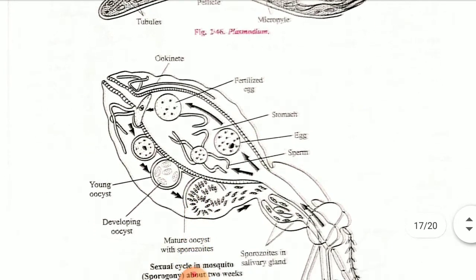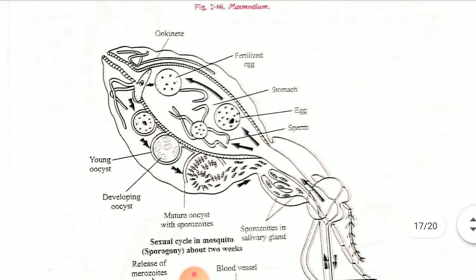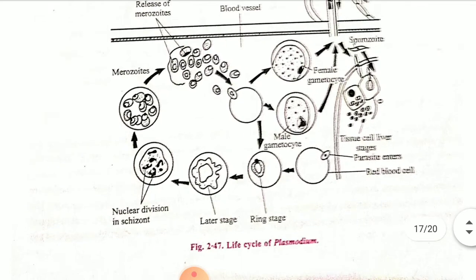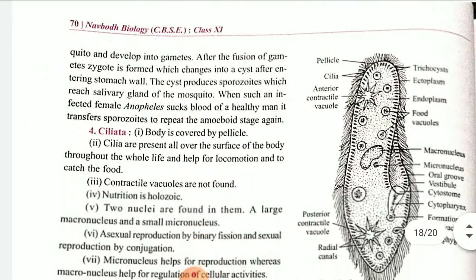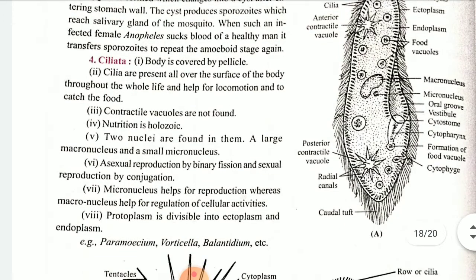Okay. Then this is the typical structure. The last one is Ciliophora. By the name itself it is clear, cilia will be present throughout the body, and contractile vacuoles are present. Then the mode of nutrition is holozoic. Then ectoplasm and endoplasm, both are present. Reproduction may be by binary fission.